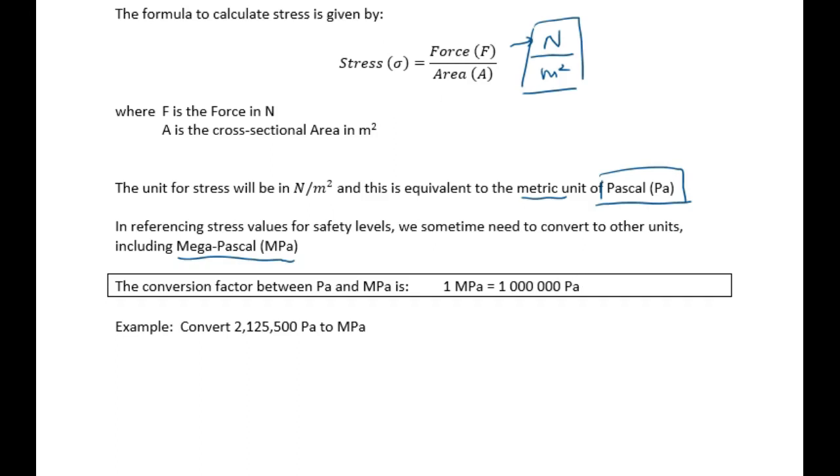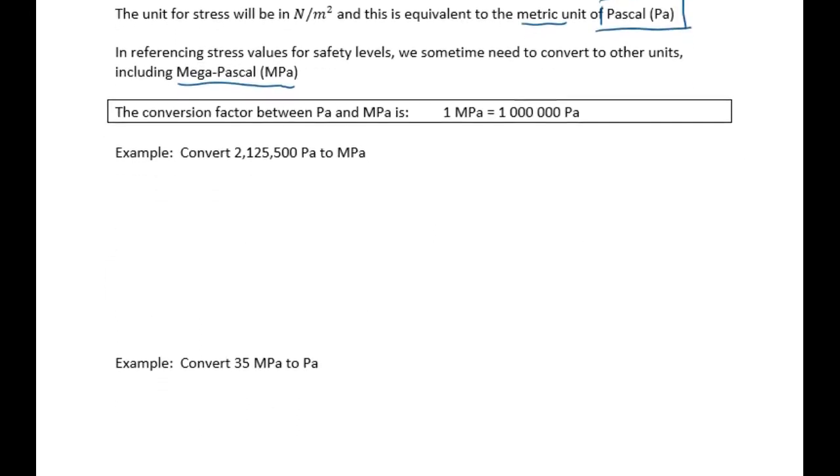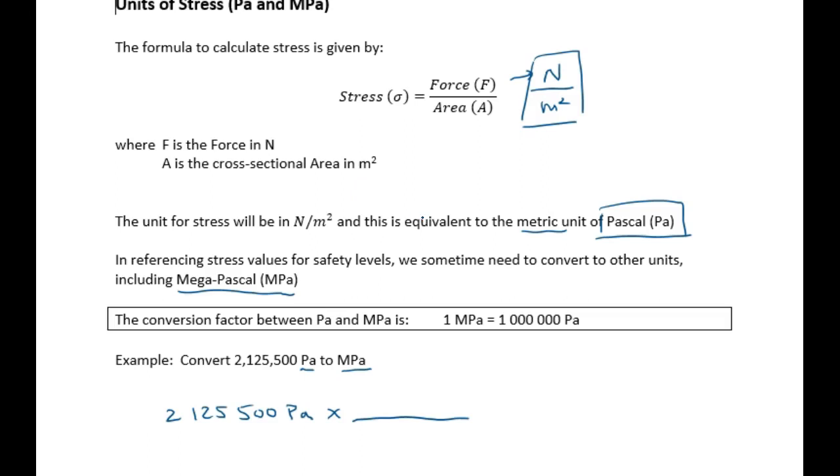So let's do a couple of just quick conversions to refresh ourselves on that, because we will have to be thinking about putting it into the appropriate unit when we actually look at our stress values. So the first example is asking us to convert 2,125,500 pascals to megapascals. So we know we have our conversion factor. 2,125,500 pascals. And we want to convert that to megapascals, so our conversion is actually going to be a division by 1,000,000.